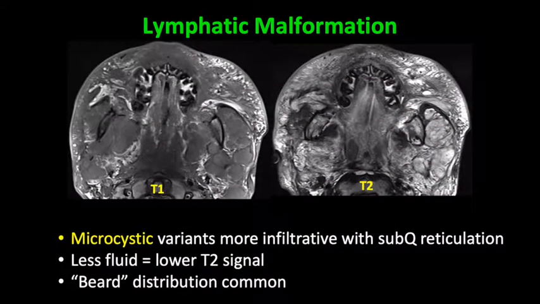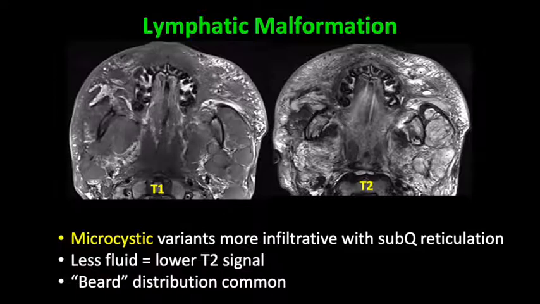The microcystic ones are much more complex in appearance. As the name implies, they only have very small cystic spaces, and because there's really not a lot of confluent fluid collections, they typically will not give you that bright T2 cystic appearance, and sometimes they can appear almost solid. The subcutaneous reticulation that you can see on these images is very classic for the microcystic lymphatic malformation.